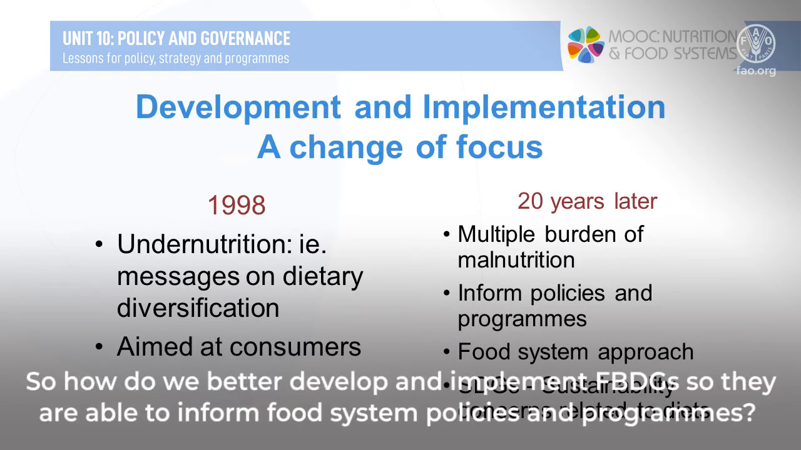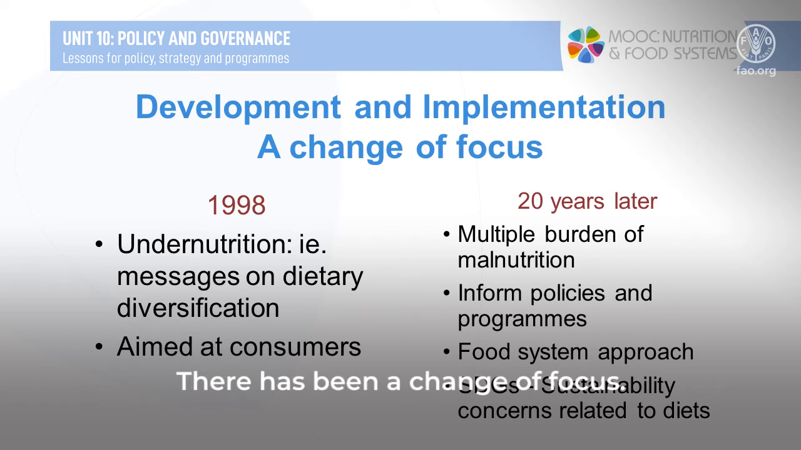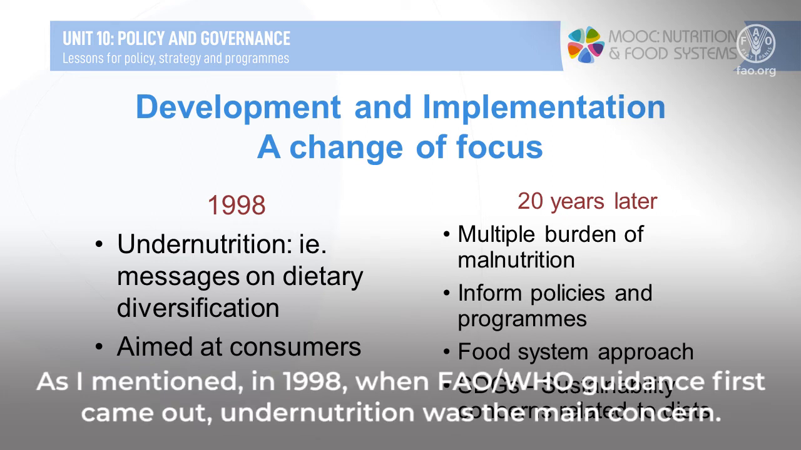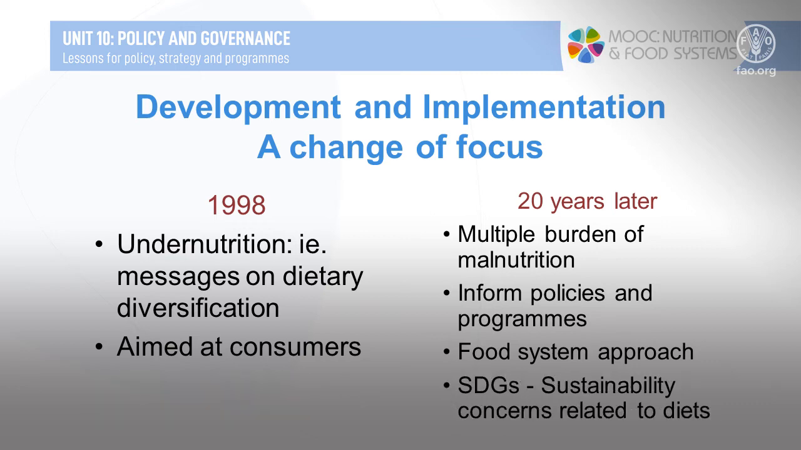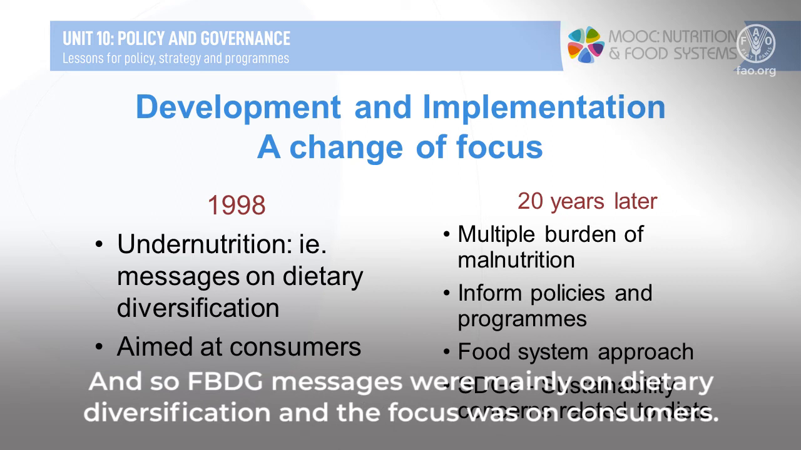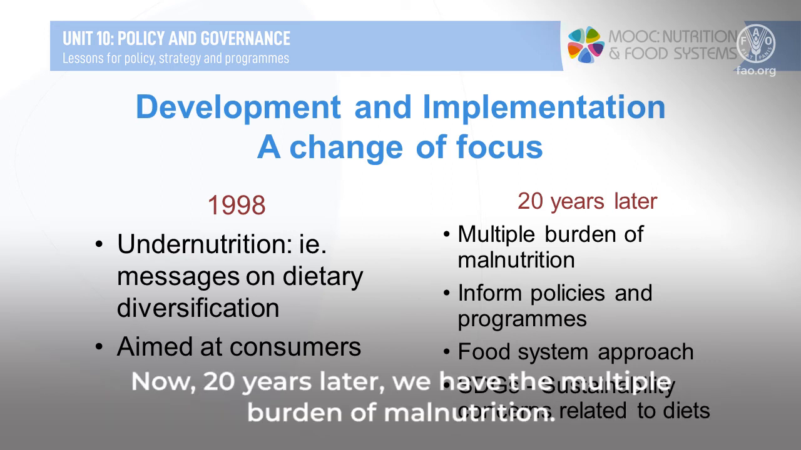So how do we better develop and implement FPDGs so they are actually able to inform food system policies and programs? Well, there has been a change of focus. As I mentioned, in 1998, when FAO and WHO guidance first came out, undernutrition was the main concern. And so FPDG messages were mainly on dietary diversification, and the focus was very much on consumers. Now, 20 years later, we have the multiple burden of malnutrition.